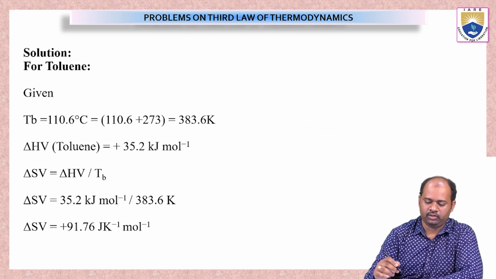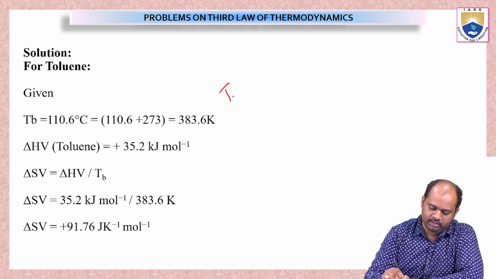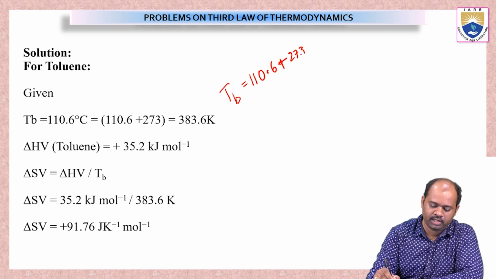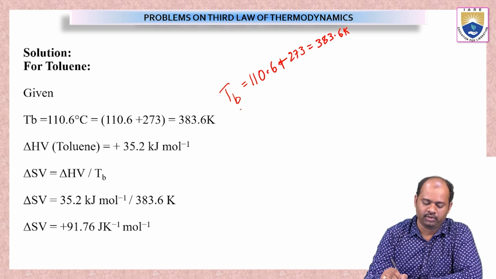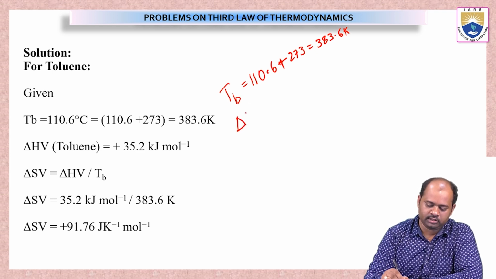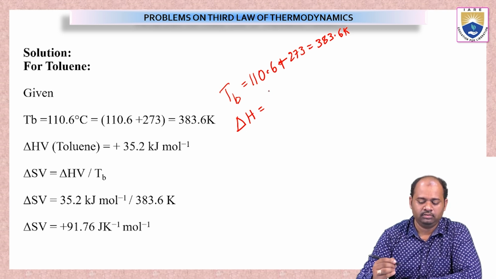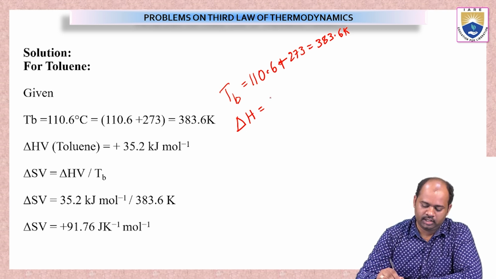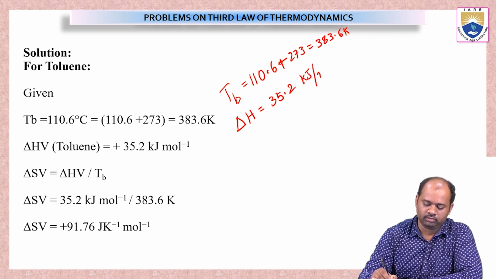Now we'll go for toluene. Here the temperature is TB, the boiling point temperature, which is given as 110.6. I will add this to 273, and I will get the value 383.6 Kelvin. So this is the boiling point of toluene, and delta H, the enthalpy required for boiling of the toluene, is given in the question, that is 35.2 kilojoules per mole.